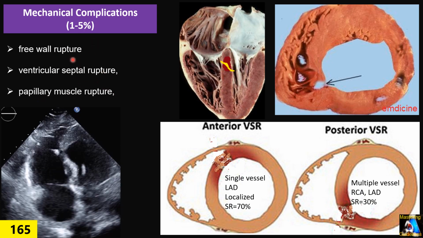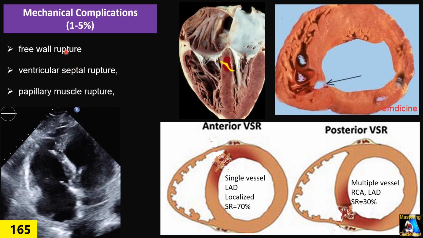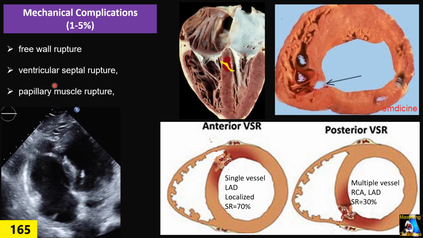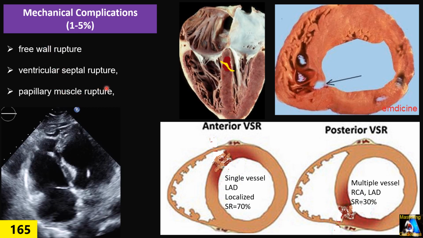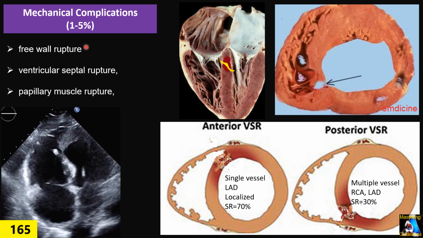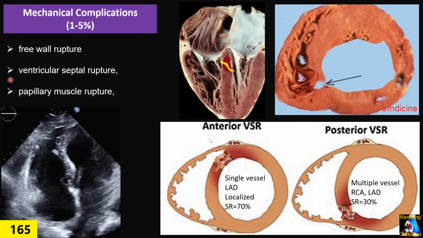The incidence of each of them is less than 0.5%, but as I said, from top to bottom, free wall rupture is higher, and then VSD, and then papillary muscle rupture. In this lecture, I am just focusing on the ventricular septal rupture, or VSR.